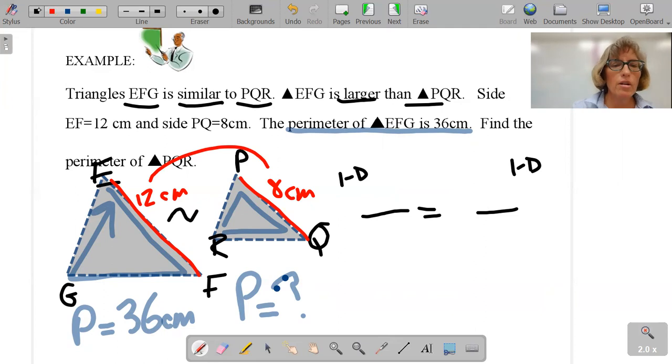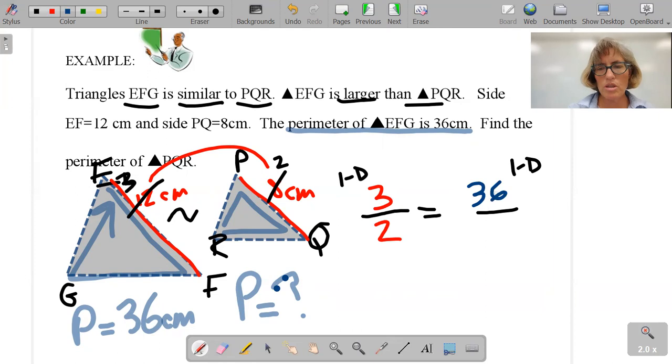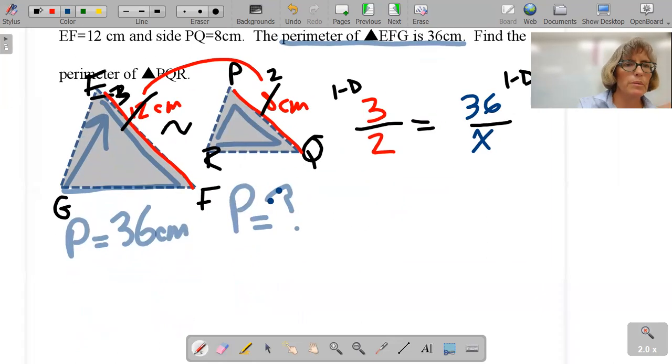So our scale factor 12 to 8, we're going to reduce that. 4 goes into both. 4 goes in there 3 times. 4 goes in there twice. So I have a 3 to 2 side ratio and a 36 to unknown perimeter ratio.